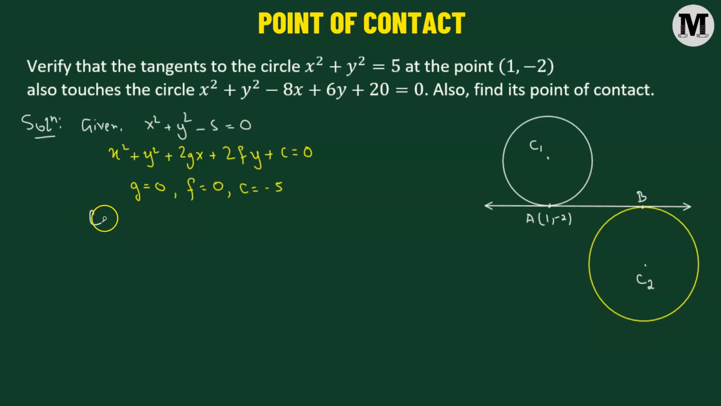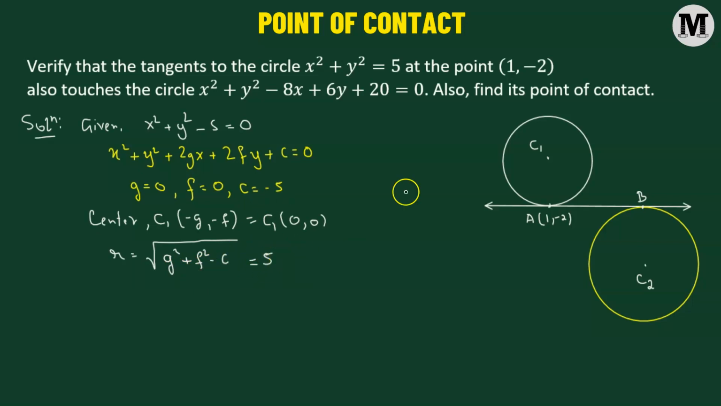Now we can find out the coordinates of the center of the circle. The coordinates of the center C1 are (-g, -f), which means that C1 is at the origin (0, 0), and the radius of the circle is given by the square root of g squared plus f squared minus c. Since g and f are 0, we are only left with negative c. C is negative 5, so negative c will be positive 5. Our radius comes out to be square root of 5 units. If we join point C1 and the point of contact A, C1A is going to be the radius of the circle.